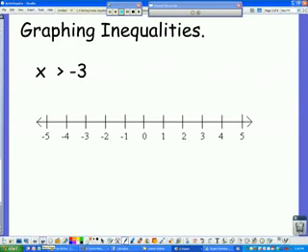Alright, so if I wanted to graph x is greater than negative 3, since it's just a plain less than or greater than sign, we're going to make an open dot at negative 3. And the greater than, whenever the variable's first, we want all of the numbers that are greater than. So the numbers that are on the right are all of the greater than.